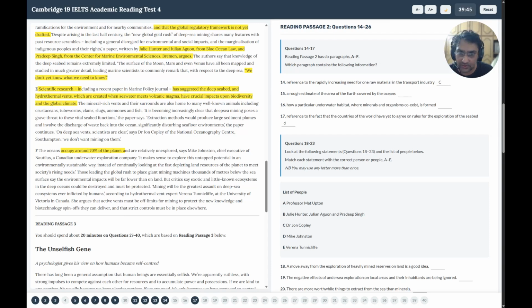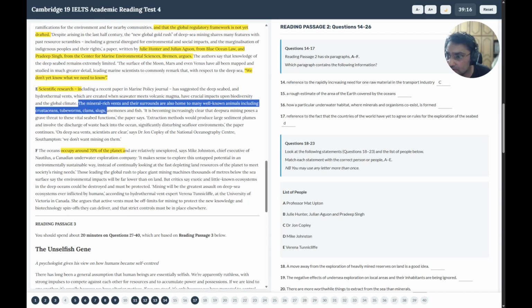What is this question? Question number 15. How a particular underwater habitat where minerals and organisms coexist is formed. When something is formed, it is created. Can we say that? Many were animals, including.